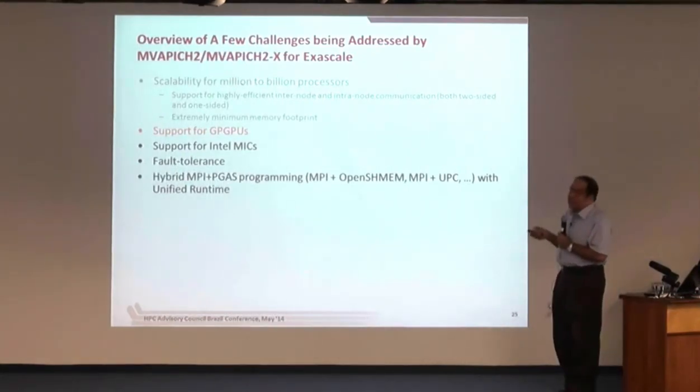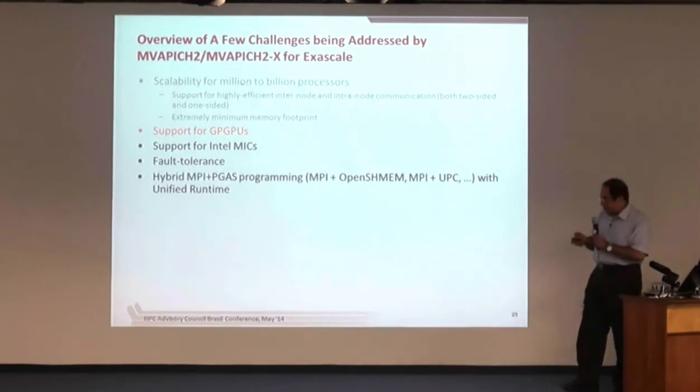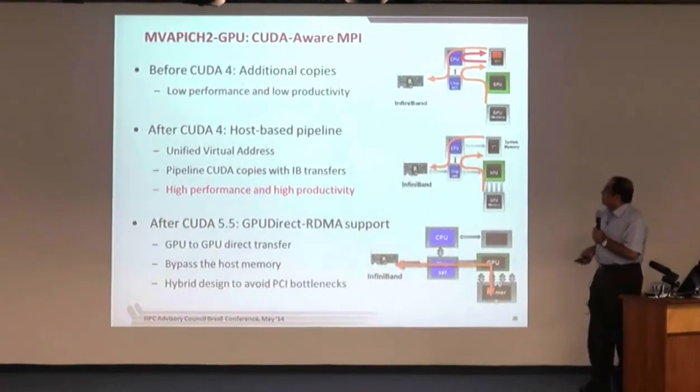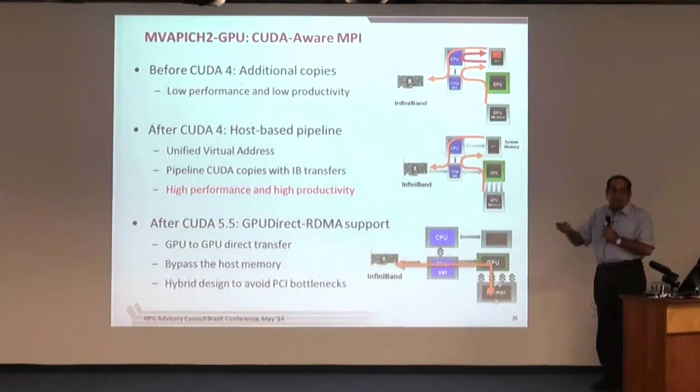So let's go into the accelerator domains. There is a lot of action taking place. First I'll talk about the GPGPUs, and then I'll go into the Intel MIC. Especially on the GPGPU side, there is a lot of action. A few years back, this is the GPU memory, this is the CPU memory, and then this is the InfiniBand. If you wanted to send some data, earlier, in the very initial days, you needed to take the data to the host memory, copy within the memory, and then send. That used to be very painful in terms of latency.